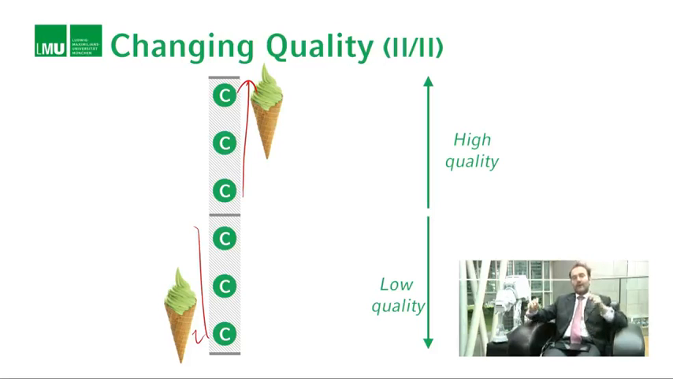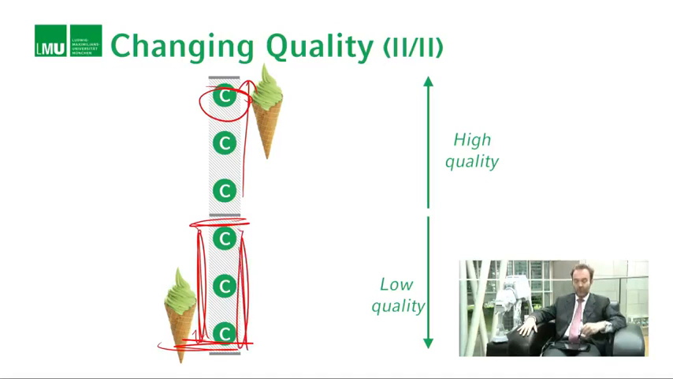So now we have two very different products: one gourmet ice cream, and one very basic ice cream. And how is that going to play out in the market? Well, now we have consumers whose willingness to pay for quality is fairly low. They're going to go for the low-quality version.